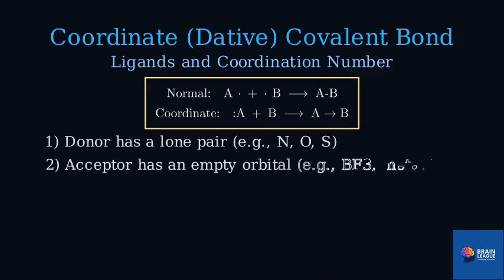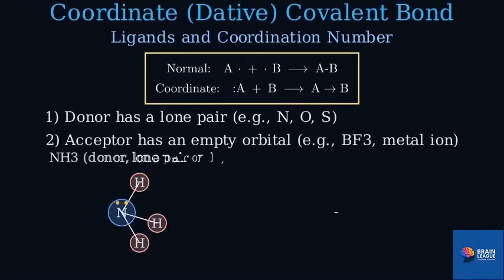Conditions for formation. 1. The donor atom must have a lone pair of electrons. Typical donors are nitrogen, oxygen, or sulfur. 2. The acceptor atom must have an empty orbital to receive that pair, often a metal ion or an electron-deficient atom like boron.